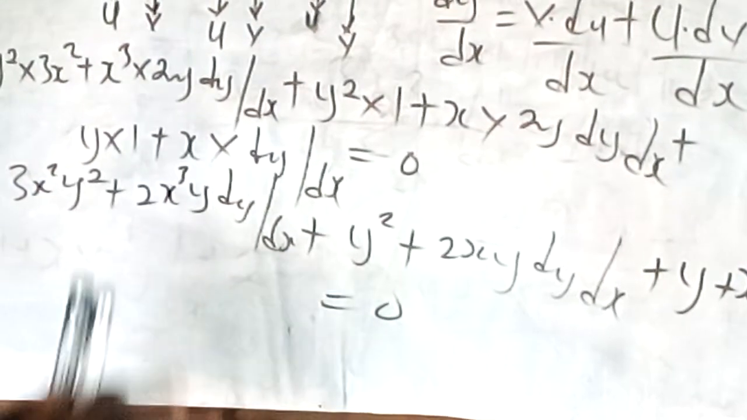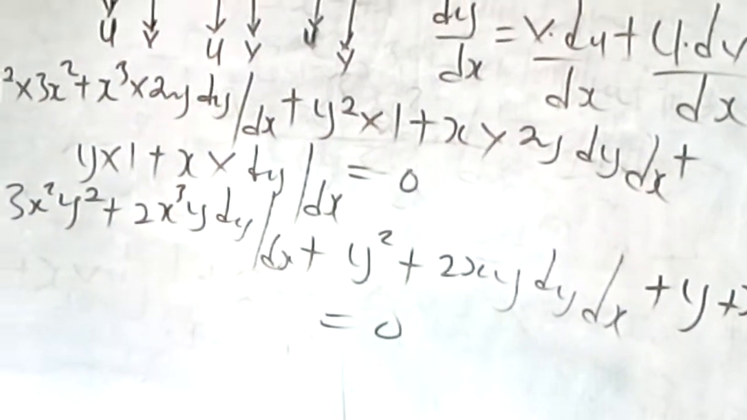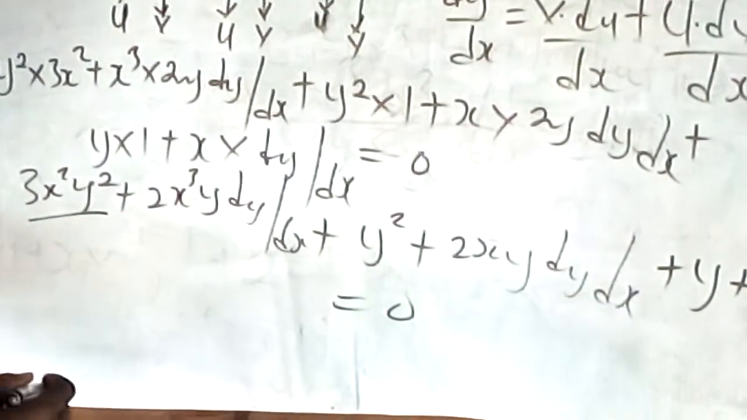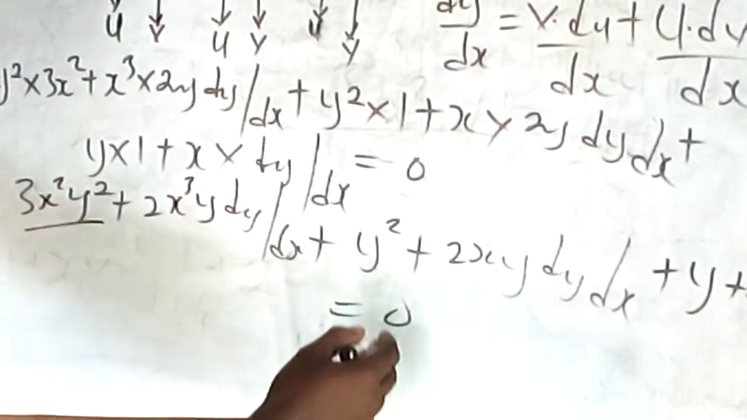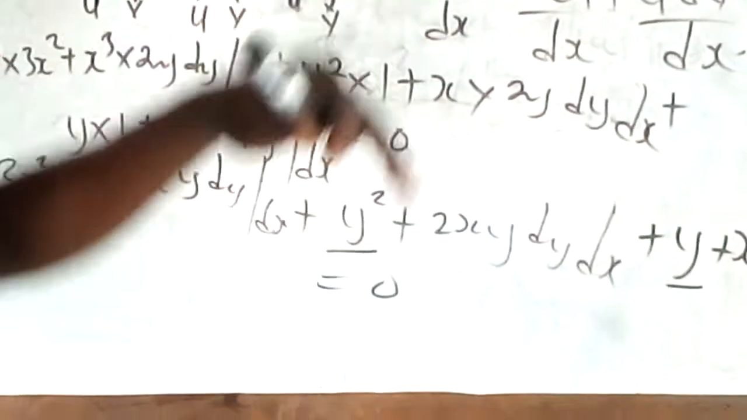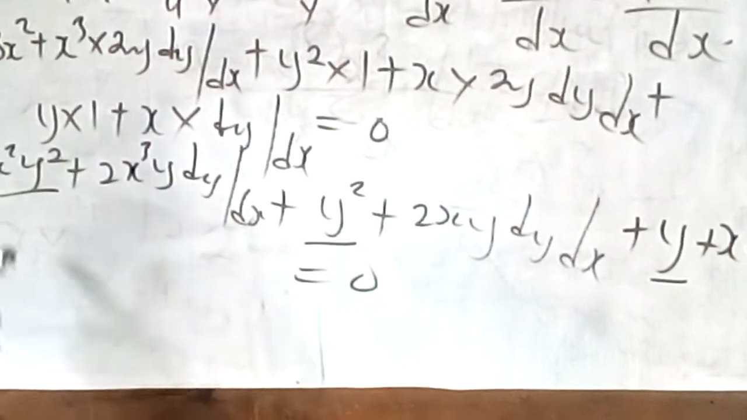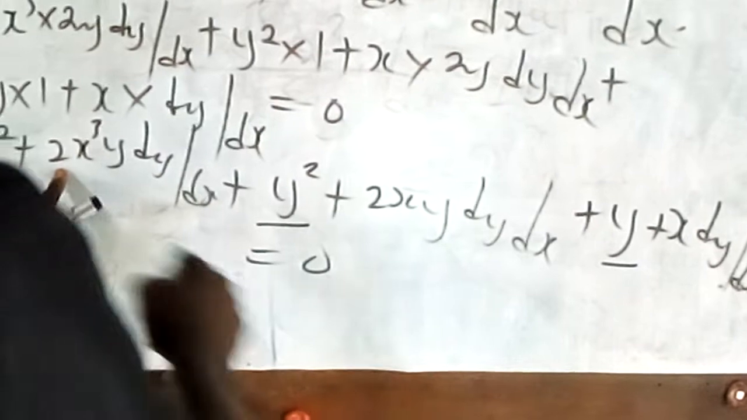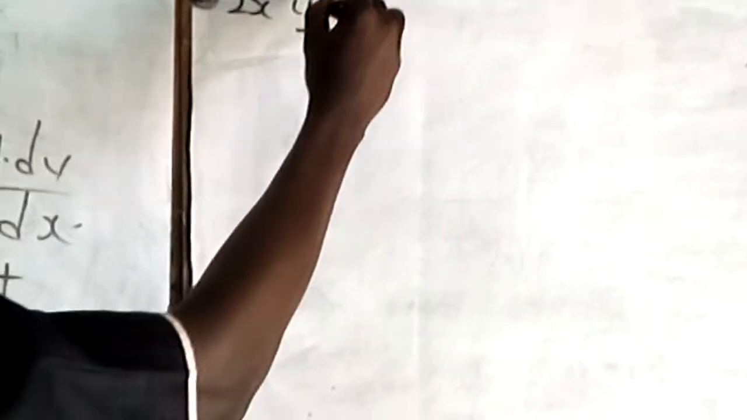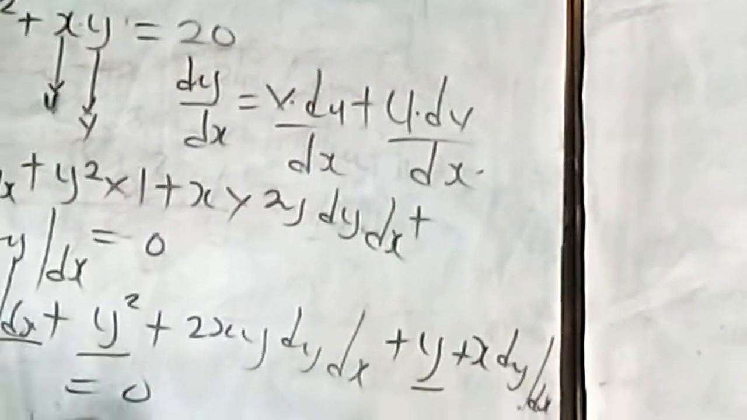Alright, so now any term that doesn't have dy/dx should cross to the other side. So if you look very well, this does not have dy/dx. This does not have dy/dx. This does not have dy/dx. So these ones I mark will cross so that you can take like terms for dy/dx. So if this crosses, taking that, you now have 2x cubed y dy/dx. That's one dy/dx. The next dy/dx is this.